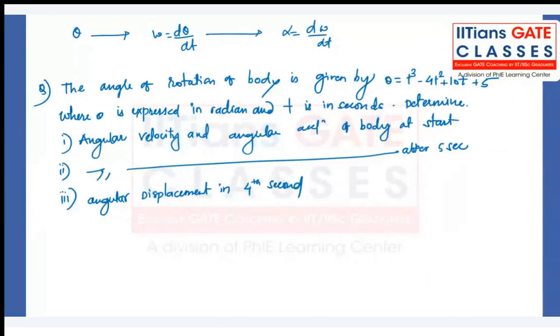Okay, again very simple question. Just the variable acceleration. It's not a constant acceleration problem. So you cannot apply the equations of motion v is equal to u plus at, s equal to ut plus half at square and all.